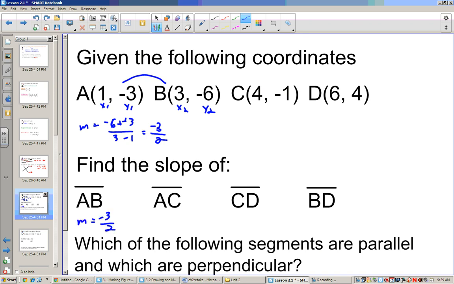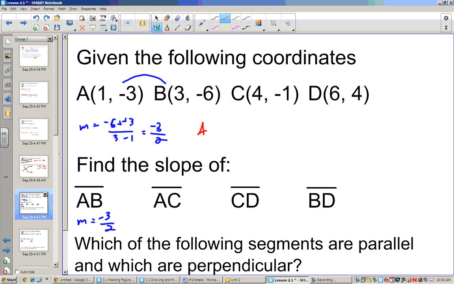Now I want you to take a second and pause the video, and I want you to find the slope of AC, CD, and BD. And when you're ready, push play, and I'll go through the other three slopes. All right, hopefully you're completed. I'm going to go through the last three fairly quickly.